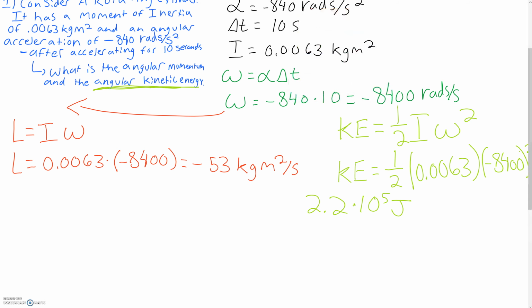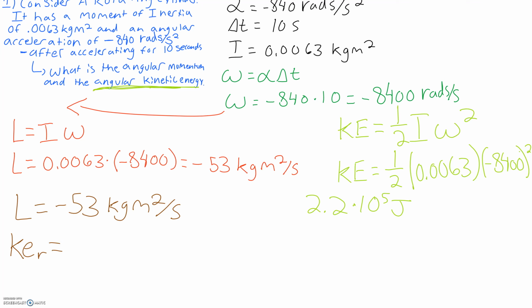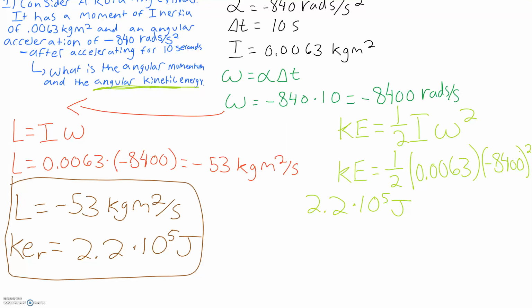But we'll do it in a sort of crimson. And so L is equal to negative 53 kg m squared per second. And then the rotational kinetic energy, KE rotational, is equal to 2.2 times 10 to the 5th joules. And that will conclude our lesson on rotational dynamics, moment of inertia, angular momentum, and angular kinetic energy.